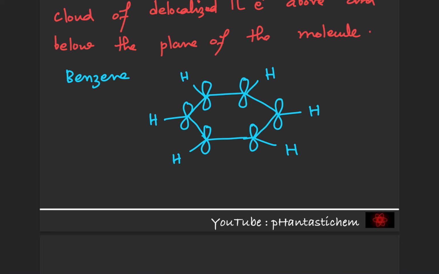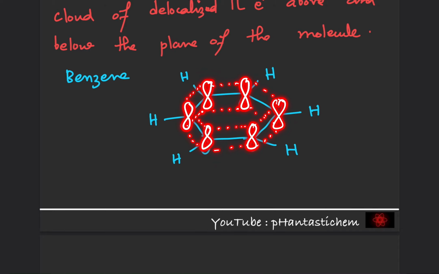And any 2 p orbitals on adjacent carbon atoms are close enough for a sideways overlap to form pi bonds. So let's say we are talking about this one. This one can overlap with this one to form a pi bond. This one can also overlap with this one to form a pi bond, right? So this participation of pi electrons in more than one bond is called delocalization of electrons, and those delocalized electrons are equally attracted by all the 6 carbon atoms of the benzene ring. So this is how we show delocalization of the electrons.